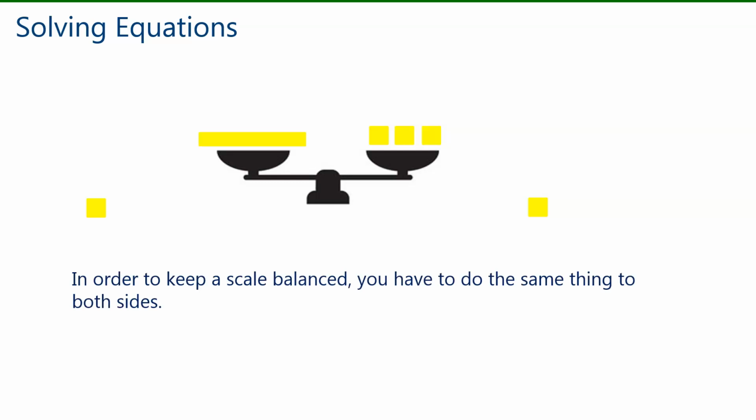Now we do this because in order to keep a scale balanced, you have to do the same thing to both sides. You have to add the same amount or subtract the same amount from each side. So we're going to use the same approach when solving equations and make sure that what we do to one side of the equation, we do to the other side of the equation as well in order to keep the equation equal.